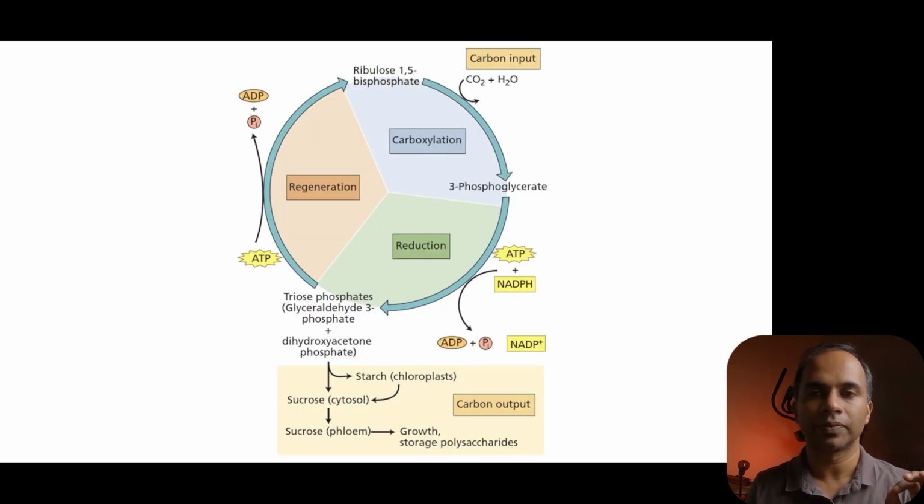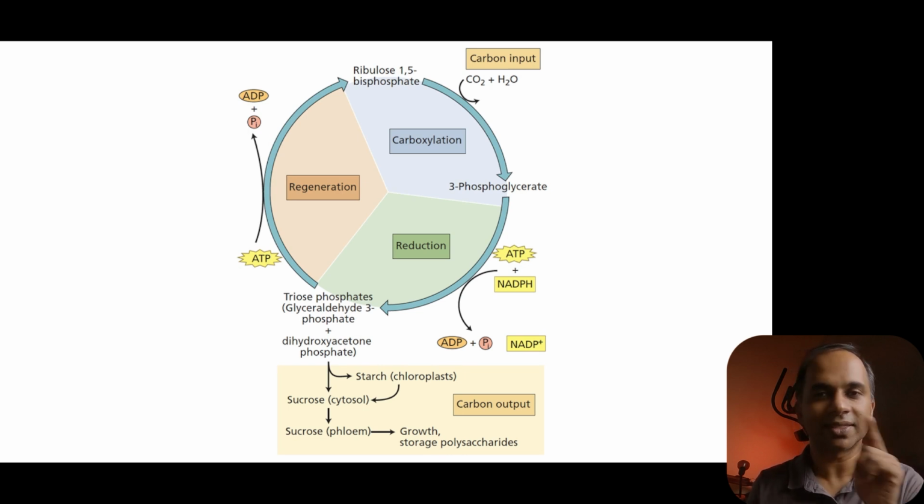In very simple terms, we can divide this carbon reaction into three major steps. The first step is what we call carboxylation. Then in the second phase, the reduction is going to happen. And in the third phase, the regeneration is going to happen.